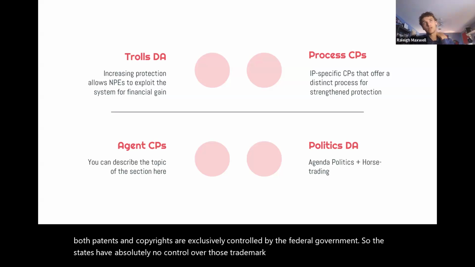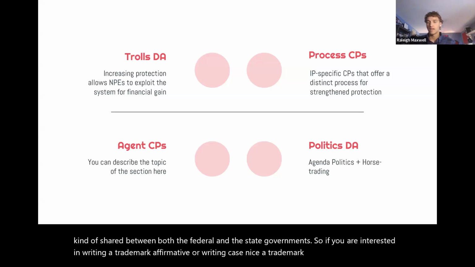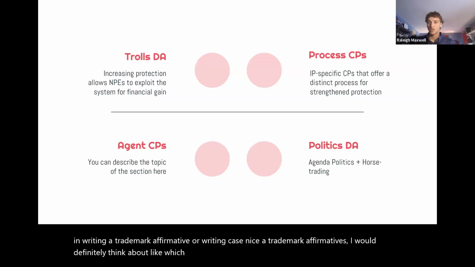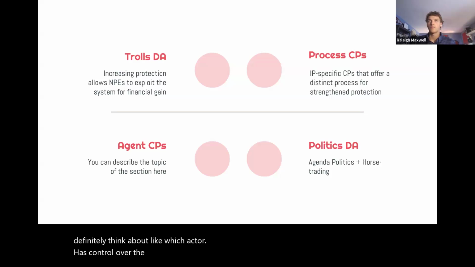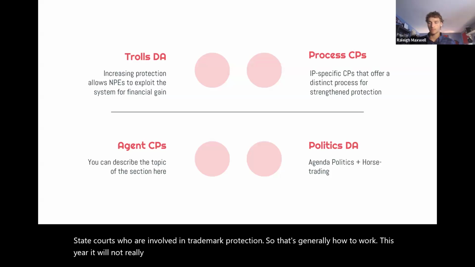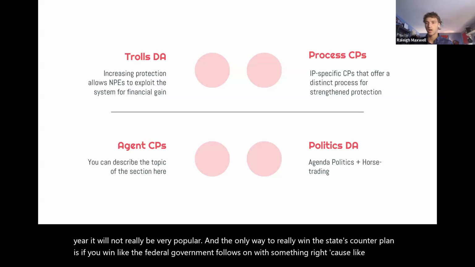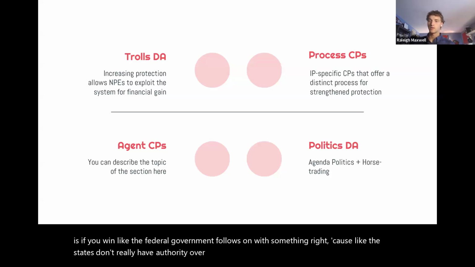Trademark law is a little different because it's shared between both the federal and the state governments. So if you are interested in writing a trademark affirmative or writing case negs to trademark affirmatives, I would definitely think about which actor has control over the protection of that. I know there's a lot of state courts who are involved in trademark protection. So that's generally how it'll work this year. It will not really be very popular, and the only way to really win the states counterplan is if you win the federal government follows on with something, right? Because the states don't really have authority over 99% of IP.